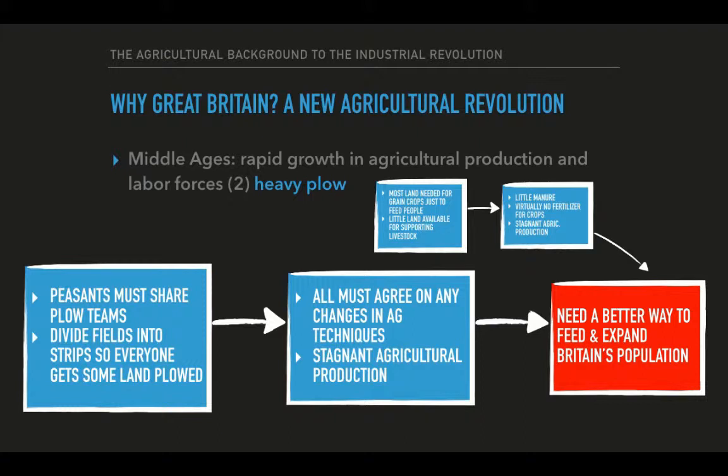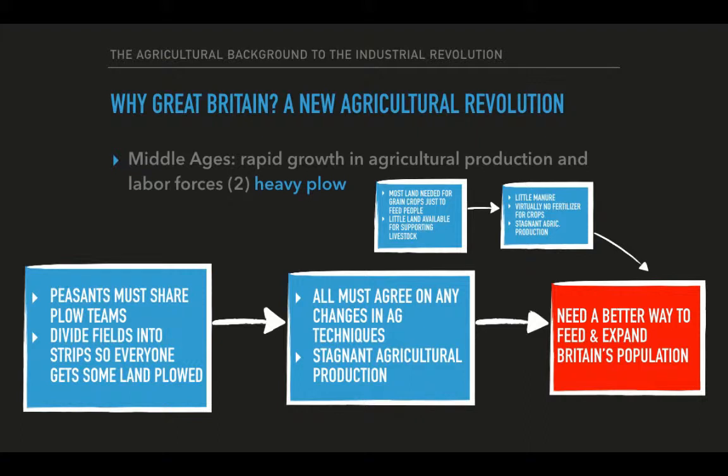Now, getting everyone to agree to any such changes was extremely difficult. And as with the three-field system, this also made agriculture fairly stagnant, keeping individual peasants too poor to farm independently, forcing them to continue sharing plow teams, and so on. And this also created the need for better agricultural techniques.